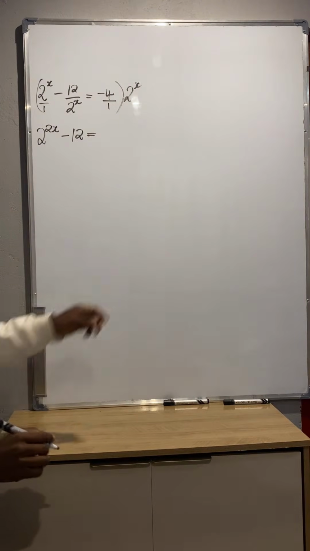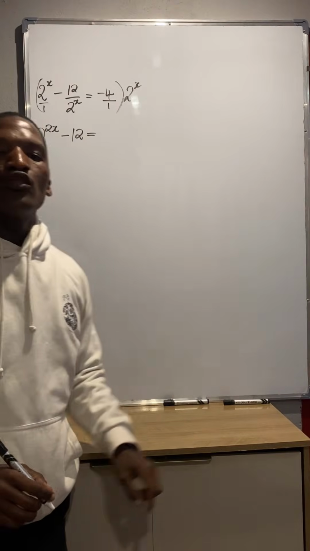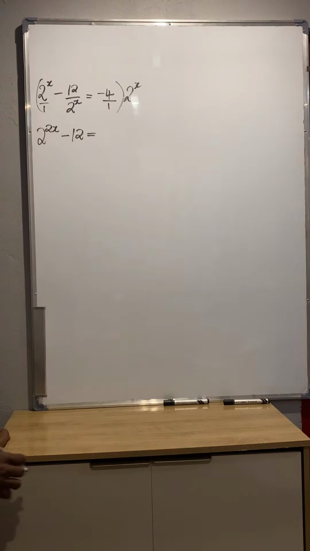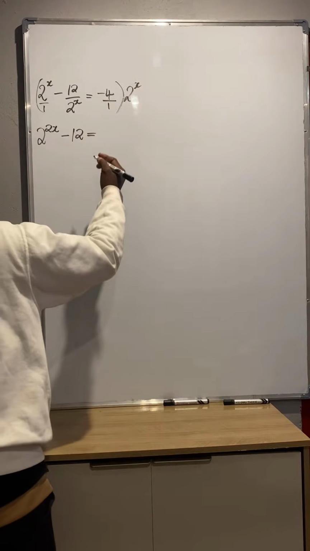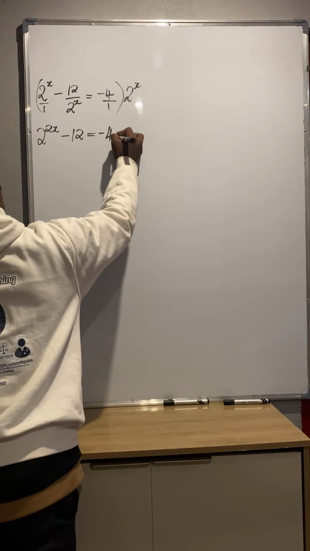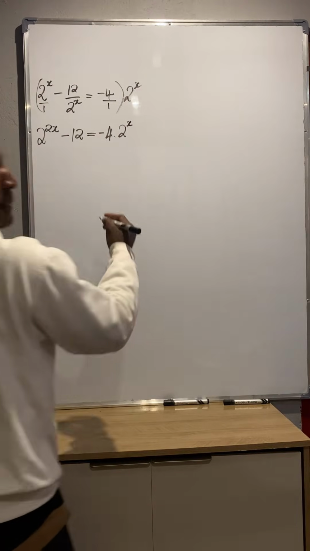Is equals to. Then we say negative 4 multiplied by 2 to the power of x. I repeat, negative 4 multiplied by 2 to the power of x. Our answer is going to be negative 4 times 2 to the power of x. Then you get 1 mark for this.